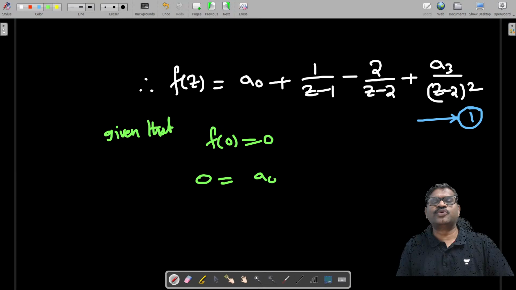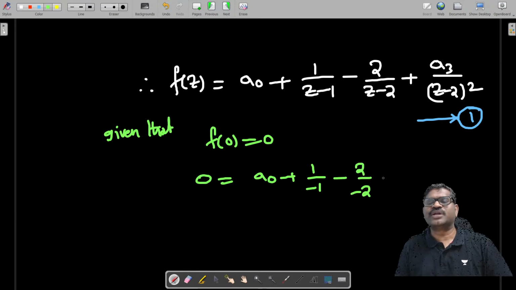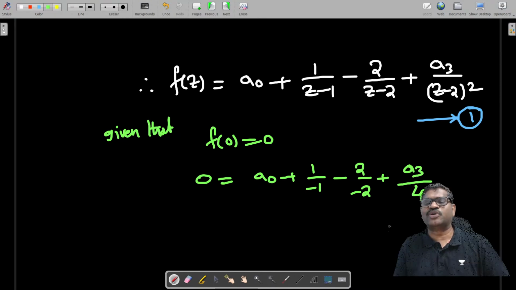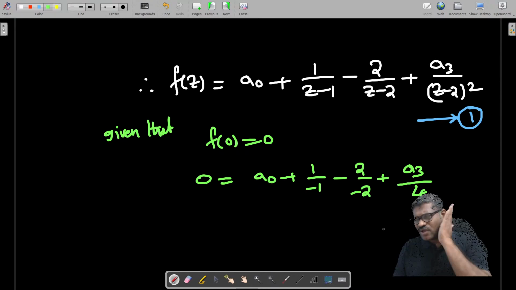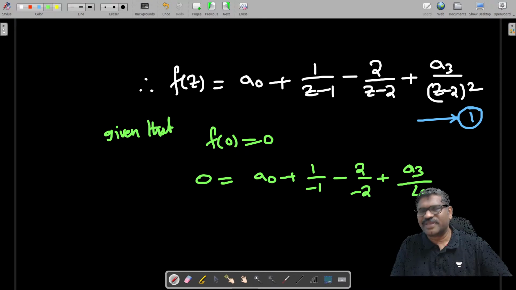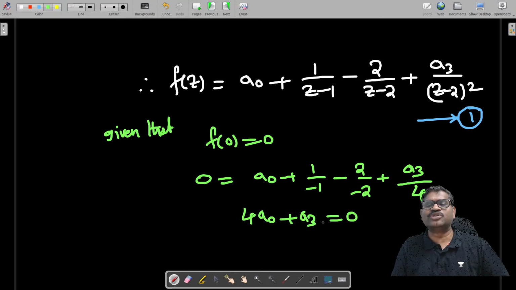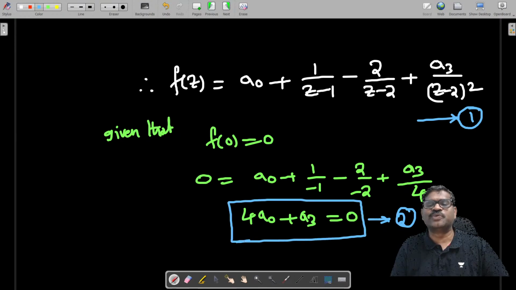Therefore, 0 equals a naught plus 1 by minus 1 minus 2 by minus 2 plus a3 by (0 minus 2) whole square, which is 4. Please concentrate. 1 by minus 1 plus 1 cancel. So 4a naught plus a3 equals 0. Call it equation 2.